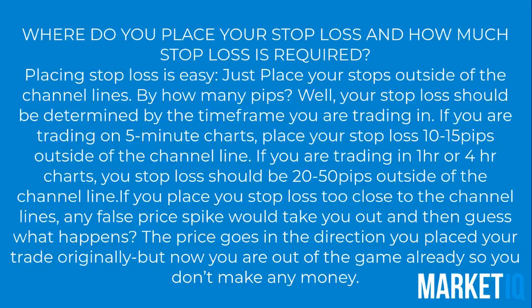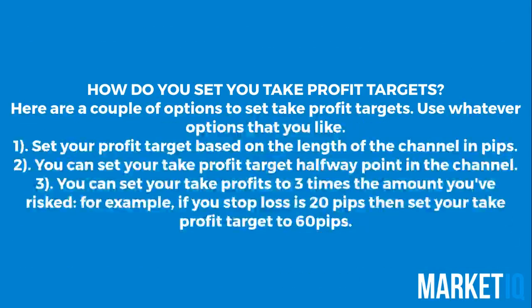Now, how do you set take profit levels? Here's a couple different options on setting take profit levels. First one is set your profit target based on the length of the channel in pips or zones. Even if you want to look at the zones, you can place a stop loss or take profit based on upcoming zones that you see. You can also set a take profit halfway through the channel. So if a channel is 100 pips, you could set a take profit at 50 pips.